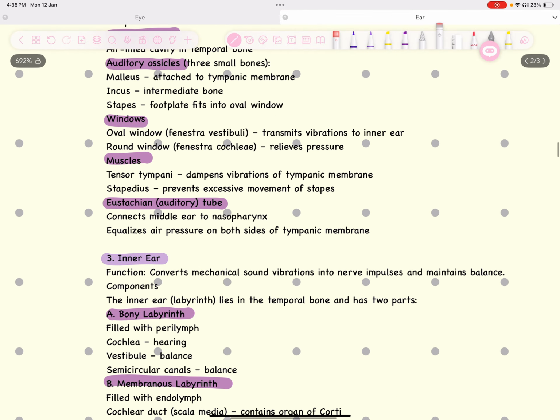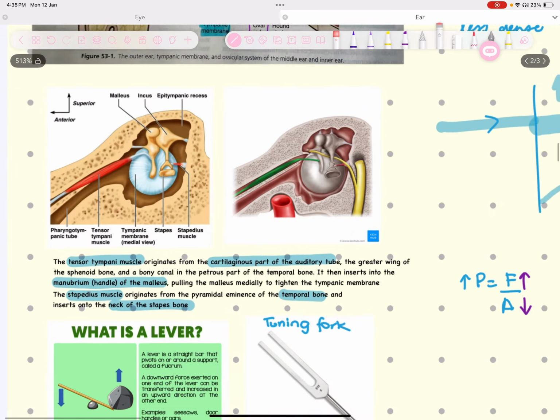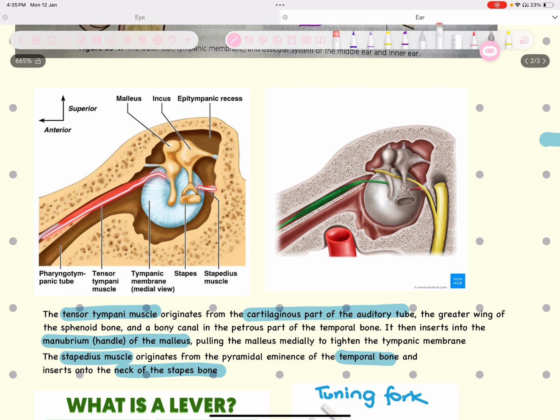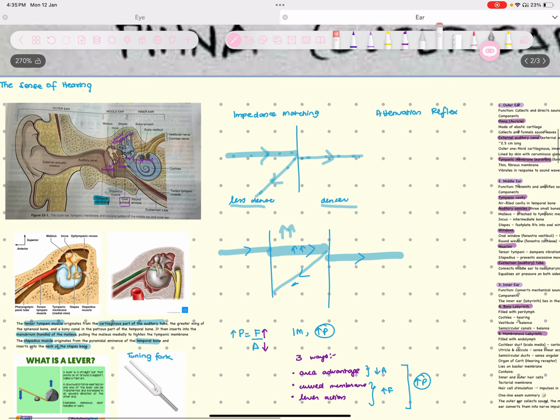Tensor tympani dampens the vibrations of the tympanic membrane, and stapedius prevents excessive movements of the stapes. So here you can see this is tensor tympani. This is stapedius. Tensor tympani originates from the cartilaginous part of the auditory tube, which is the anterior one-third part of the auditory tube, the greater wing of the sphenoid bone, and the bony canal in the petrous part of the temporal bone. It inserts into the manubrium, the handle of the malleus. Stapedius originates from the temporal bone and inserts into the neck of the stapes. So insertion is into both of the ossicles, right?